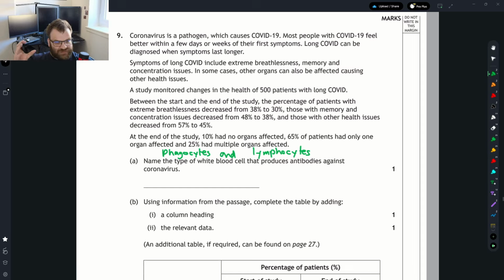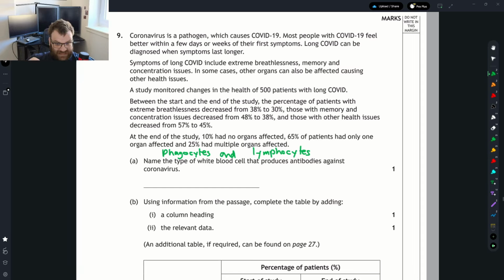Phagocytes engulf and digest. So it's like Pac-Man eating the pathogens, the microorganisms, and it's not that one. Lymphocytes produce antibodies. So in your pathway to getting this learned, they're the two options. Phagocytes engulf and destroy, lymphocytes produce antibodies. And that would give me my answer there.